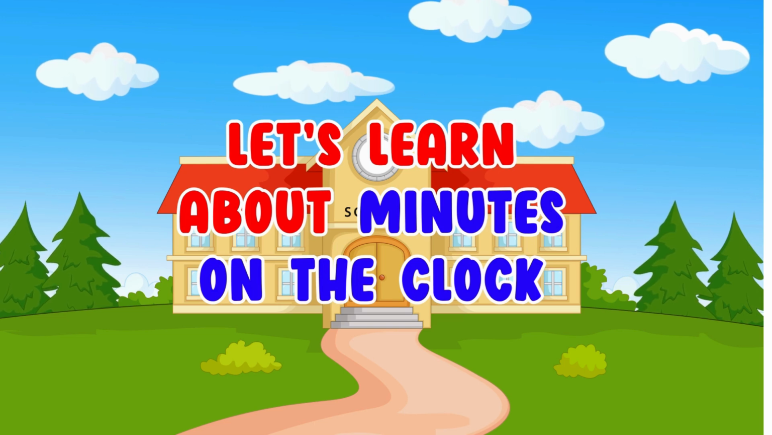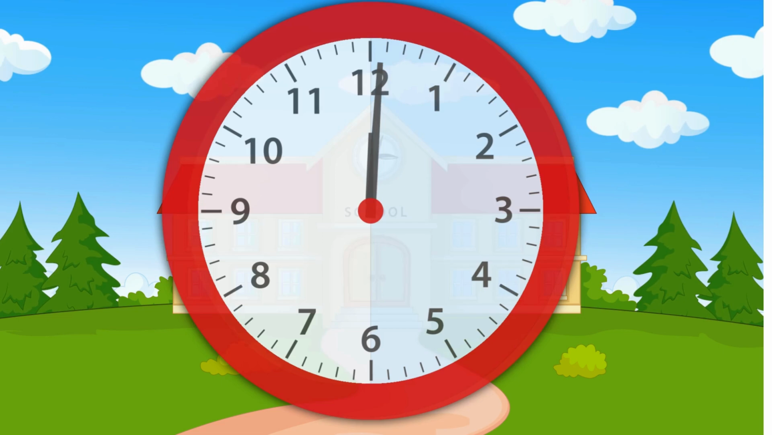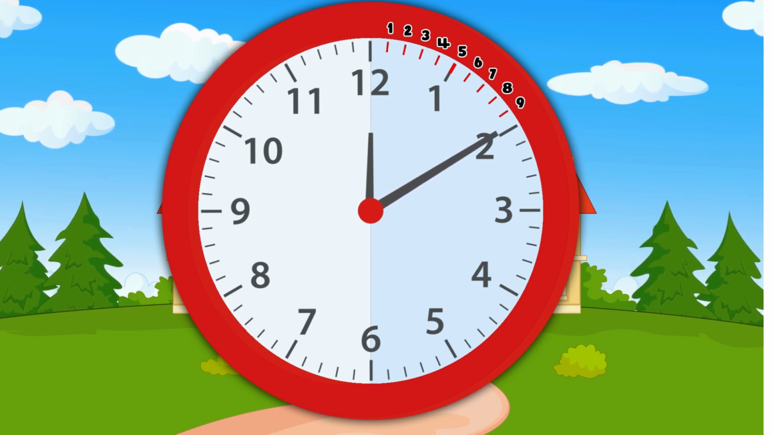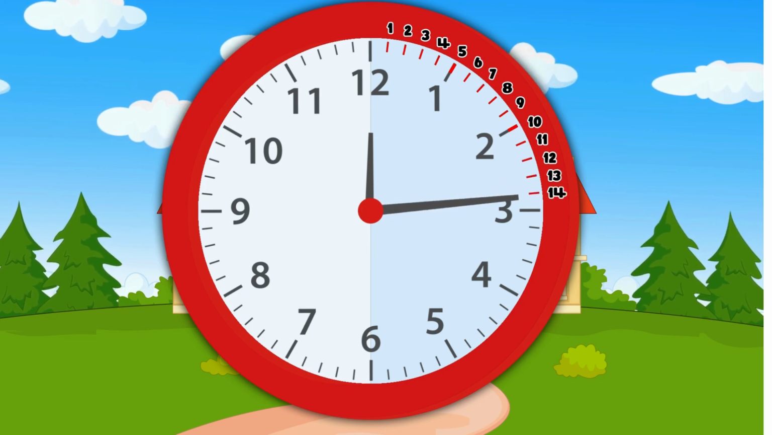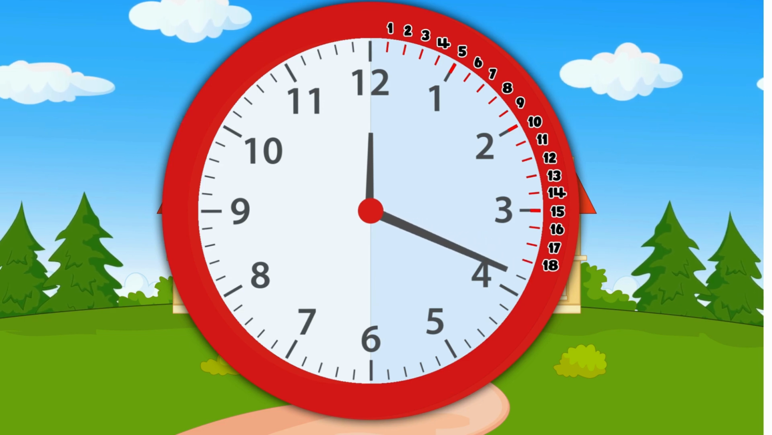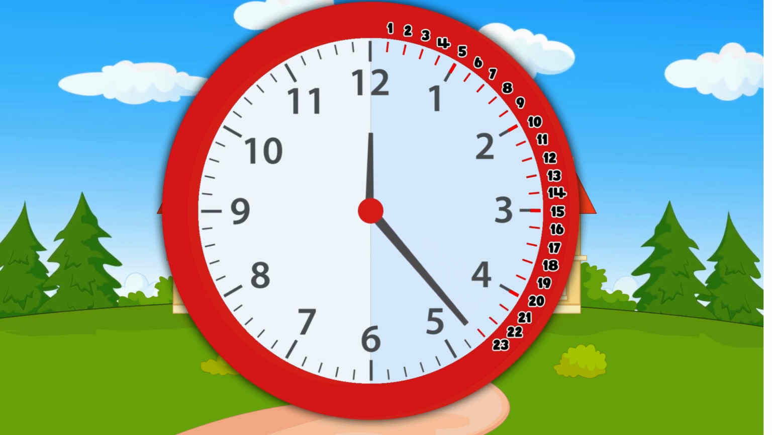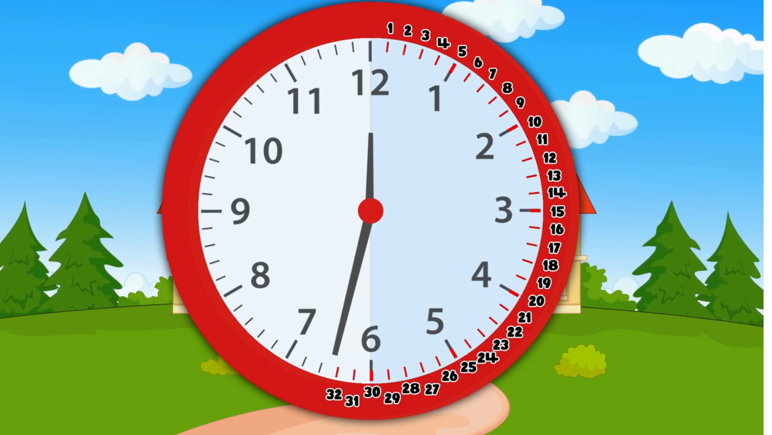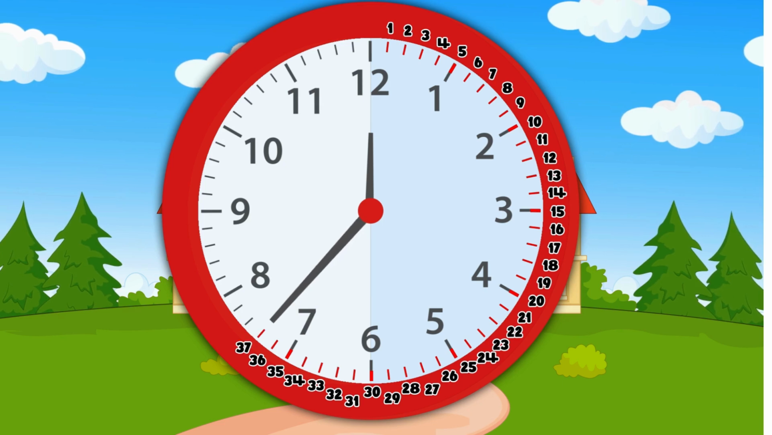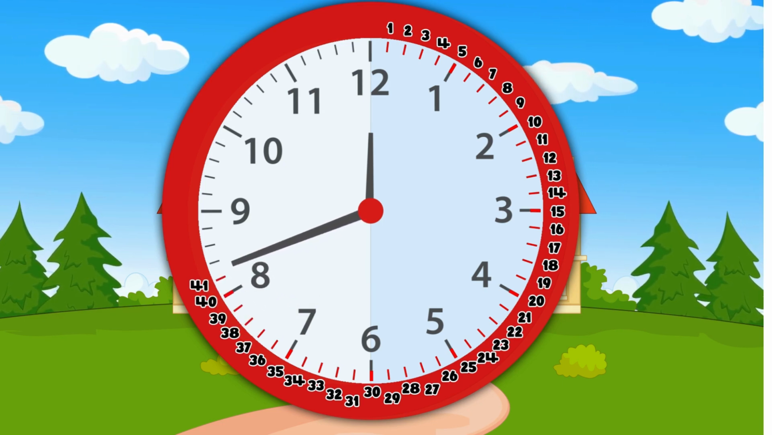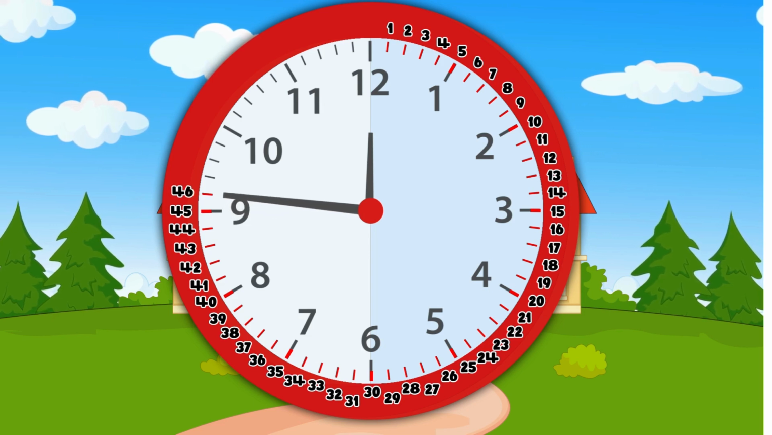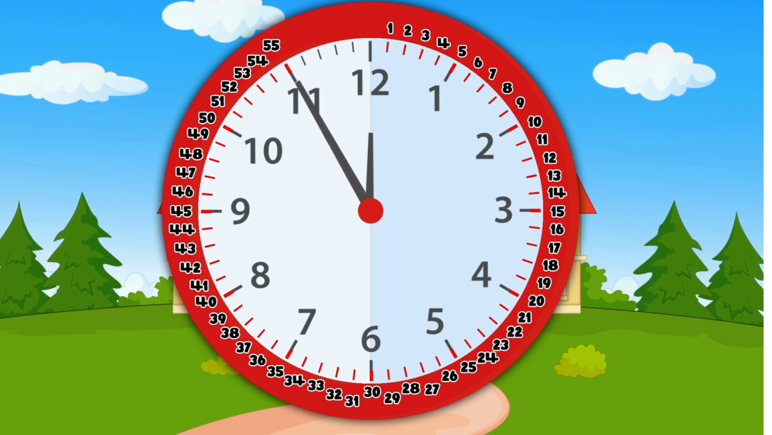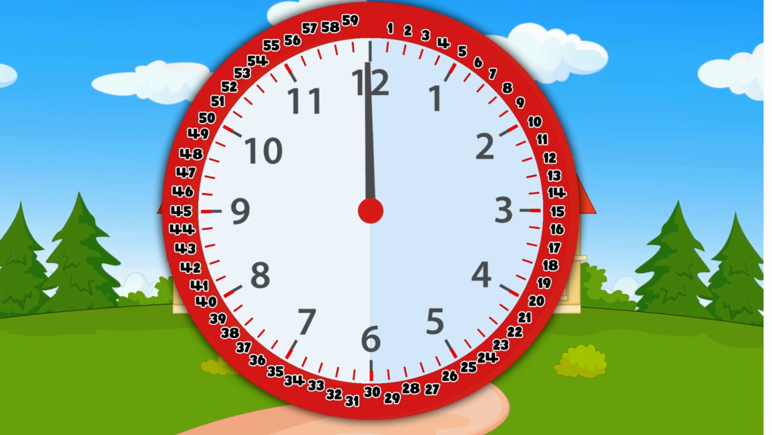Let's learn about minutes on the clock. 1, 2, 3, 4, 5, 6, 7, 8, 9, 10, 11, 12, 13, 14, 15, 16, 17, 18, 19, 20, 21, 22, 23, 24, 25, 26, 27, 28, 29, 30, 31, 32, 33, 34, 35, 36, 37, 38, 39, 40, 41, 42, 43, 44, 45, 46, 47, 48, 49, 50, 51, 52, 53, 54, 55, 56, 57, 58, 59. 60 minutes is 1 hour.